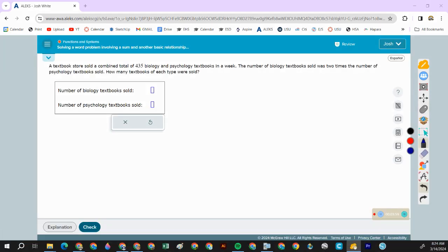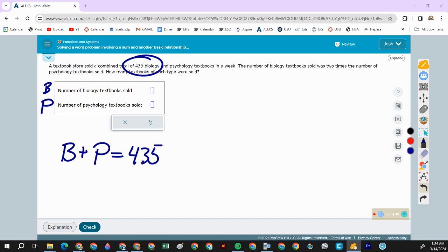Okay. These are a little bit harder. A textbook store sold a combined total of 435 biology and psychology textbooks in a week. The number of biology texts sold was 2 times the number of psychology books sold. So let's call the biology books B, and we'll call the psychology books P. And I know that the total number of books was 435. So the number of biology books plus the number of psychology books is equal to 435.